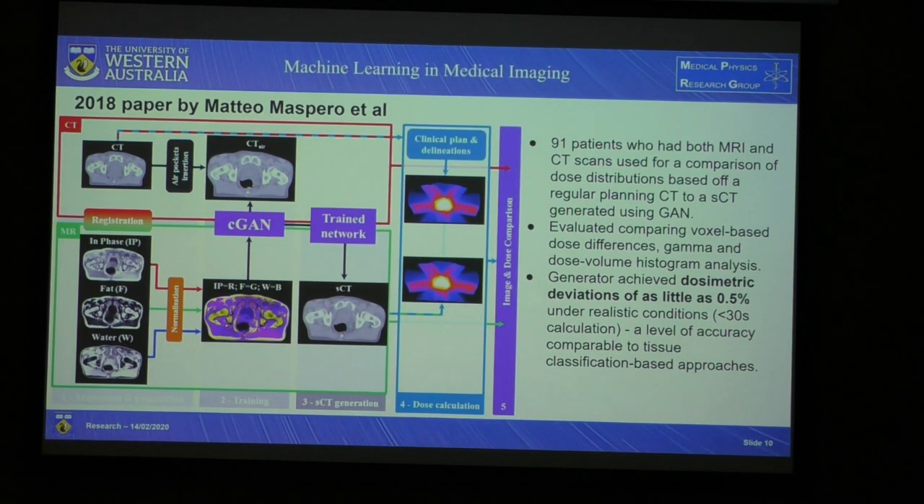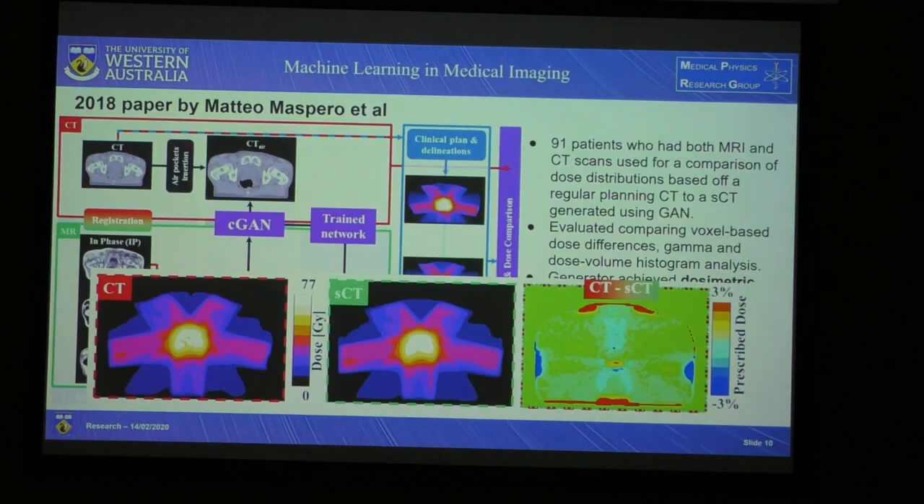Amazingly, the generator achieved dosimetric deviations of as little as 0.5% under realistic conditions with calculations under 30 seconds. This level of accuracy is comparable to tissue classification approaches. So as you can see here, you should be able to see here.